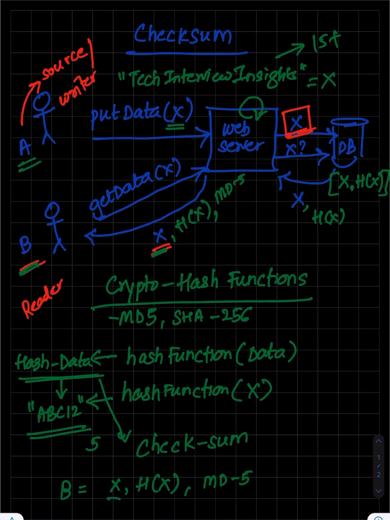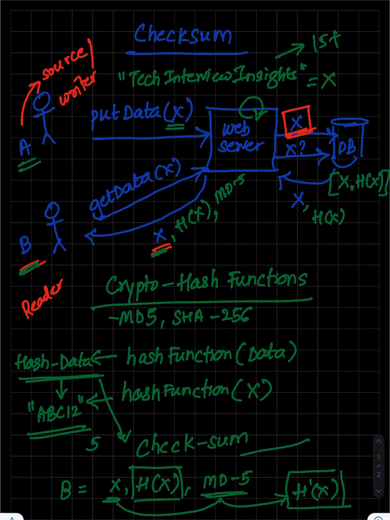The user B can take this X, apply the hash function to it to produce a new value, the hash of X, and then compare this value with the checksum which was provided by the server. If these two values match, then I'm happy, which means that whatever the server provided in the form of the value X is exactly the same as what was written by the source or the originator of that data, and the data has not been tampered with.